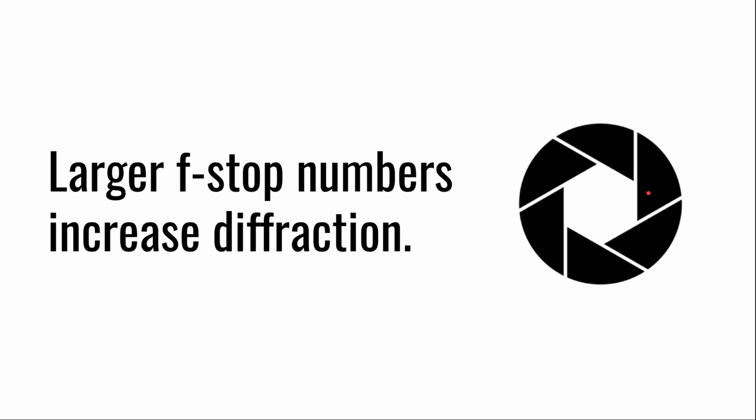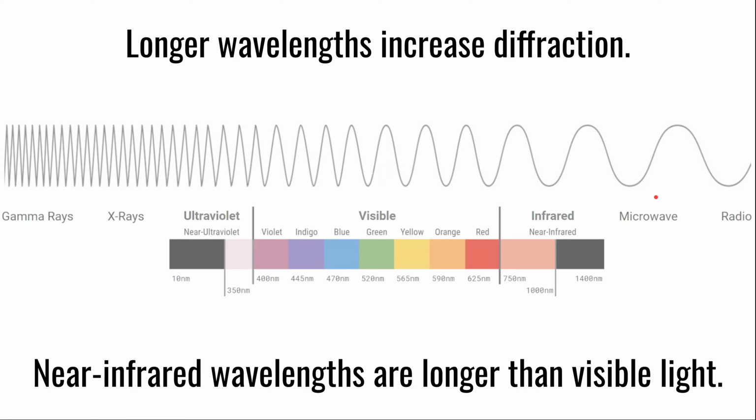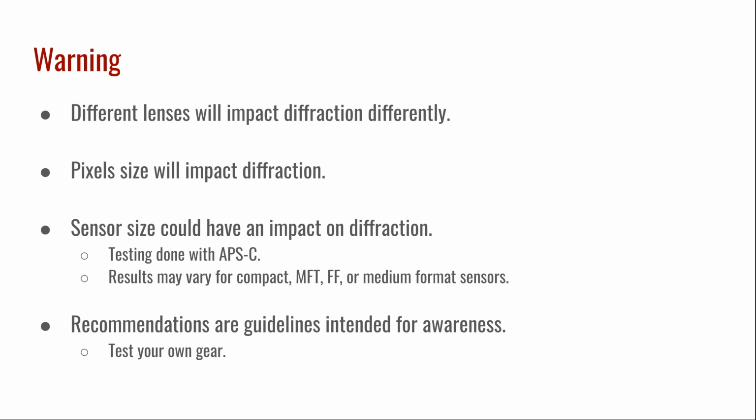So this is something to be aware of. This is going to apply to both visible and infrared light. And we know that longer wavelengths of light will increase diffraction. When it comes to infrared, near infrared, where we tend to do a lot of our shooting, the wavelengths are going to be longer. More infrared, more diffraction. Different lenses are going to create different amounts of diffraction.